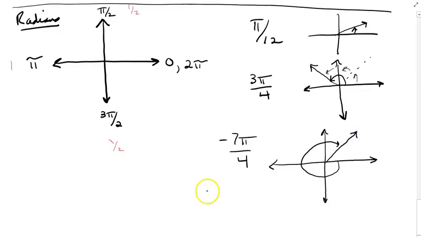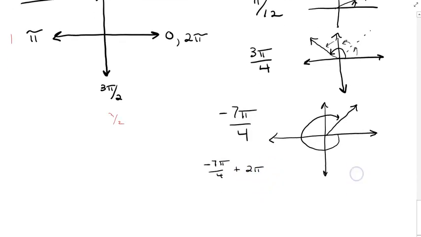The other thing you can do is take your angle and simply add 2 pi. But when I add 2 pi to something over 4, what I'm adding is 8 pi over 4. And you want to be able to work with these angles.